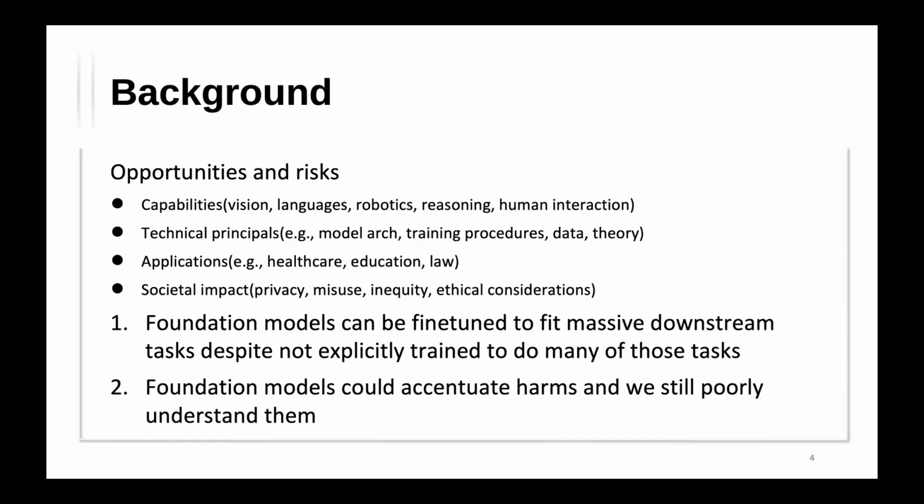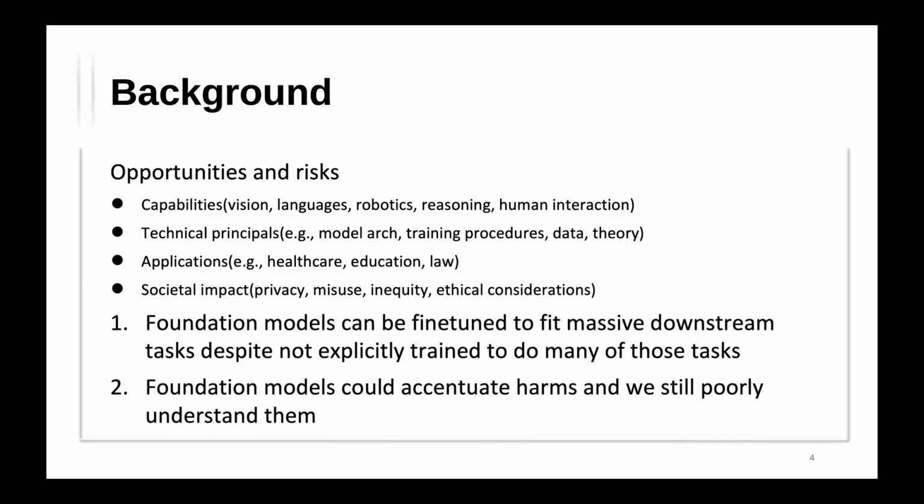And because those foundation models have such big power, at the same time, it also brings some risks. The first one is that foundation models can be fine-tuned to fit massive downstream tasks, despite not being explicitly trained to do many of those tasks. So that means it has great power, but at the same time, if it has some errors, they can be accumulated in those downstream tasks.